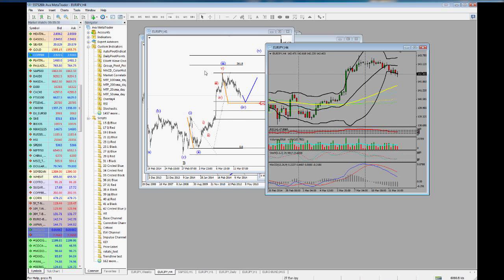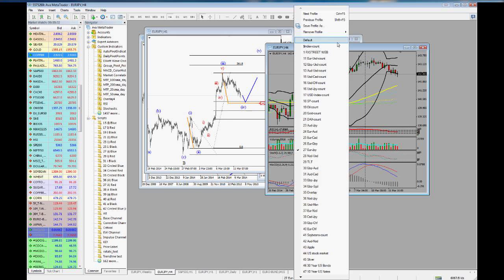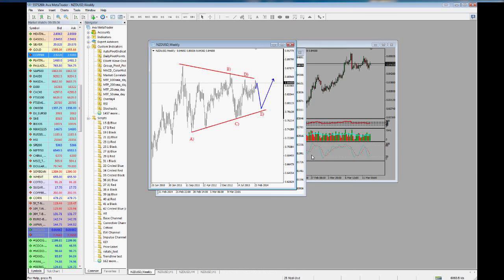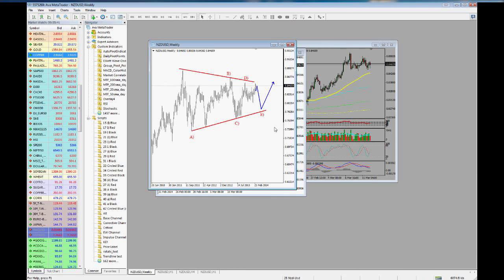So this was Euro Yen. Now we will also take a look at the New Zealand dollar. Now I'm tracking a triangle on a weekly basis. This is a five-wave pattern: A, B, C, D, and E. Wave E can sometimes be very tricky. It can be very strong and small. It can be very complex, and it's hard at this stage to confirm any endpoint of wave E.